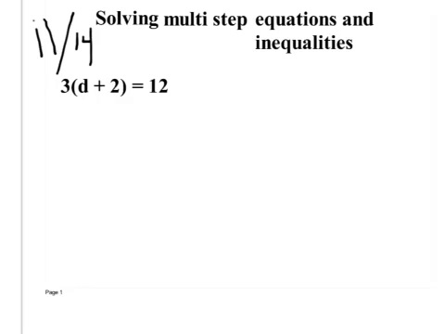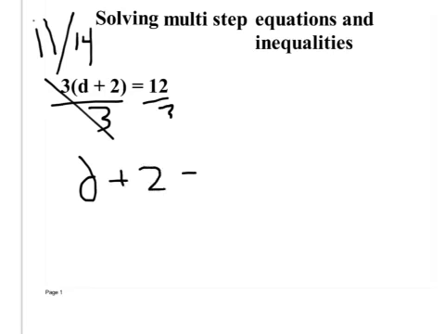Now, instead of distributing, I look at what's being done to d. The first thing being done is add 2, and then it's times 3, right? We usually add or subtract first, then multiply or divide, but in this case, we're adding 2, then timesing by 3. So the first thing we have to do is divide by 3. Make sure you're writing this down. That gives you d plus 2 equals 4.